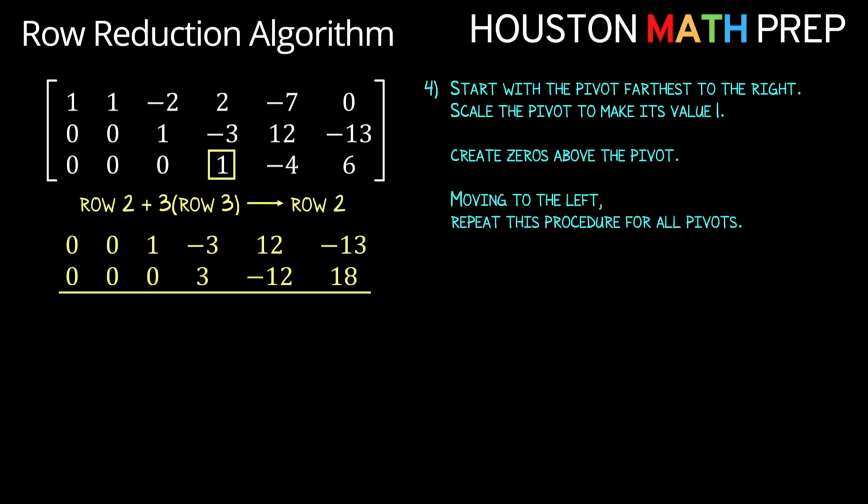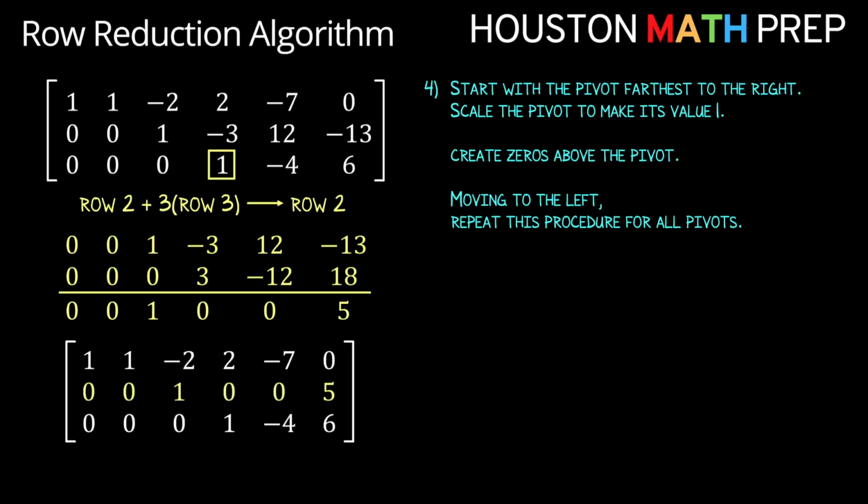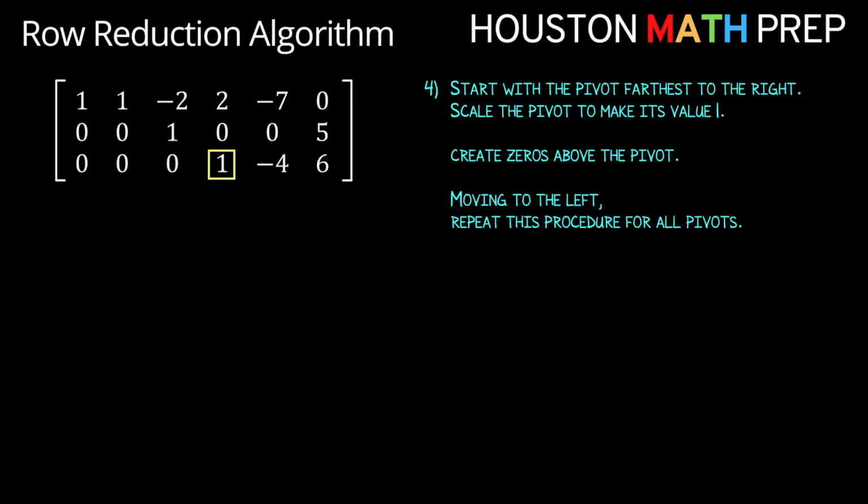Here we have row 2 plus 3 times row 3. We'll add those together. And since we want to replace the -3 entry we had above the pivot, this replacement will be going in as our new row 2. So we get 0, 0, 1, 0, 0, 5. Putting what we have back at the top, the only thing left to do in this pivot column is to reduce the +2 entry at the top.